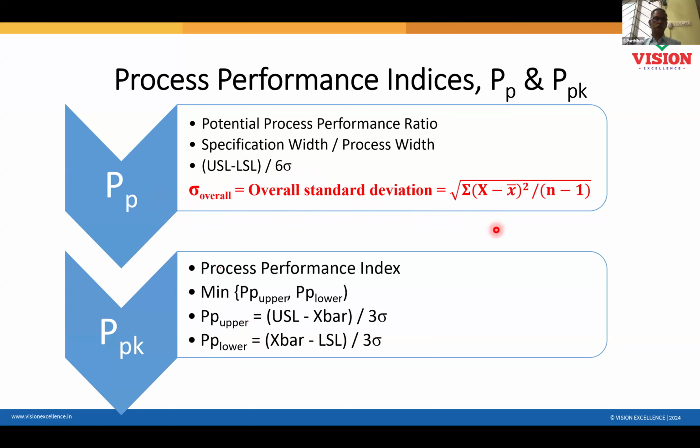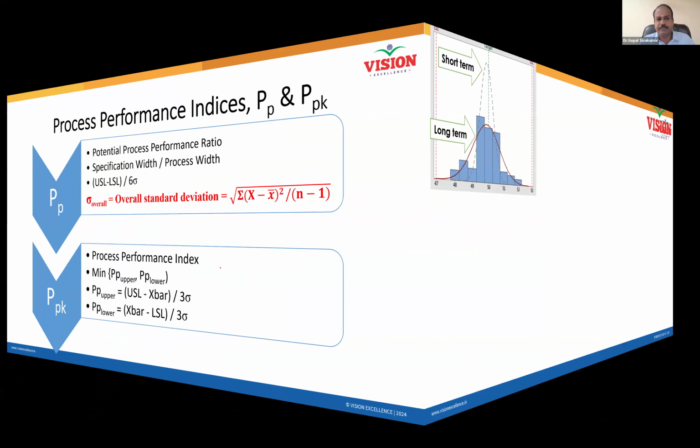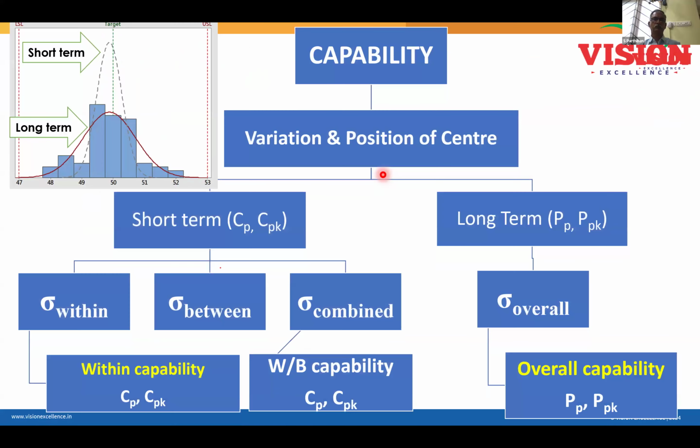And the formula for overall standard deviation I have given here. And I just have to give you the formula for within standard deviation. Then you know how to differentiate Cp, Cpk and Pp, Ppk. So formula wise it is same. See, capability is a function of the process variation and the position of the center. And broadly, there are two types of capability, short-term capability and long-term capability. Short-term capability measures are Cp, Cpk, and long-term capability measures are Pp, Ppk.